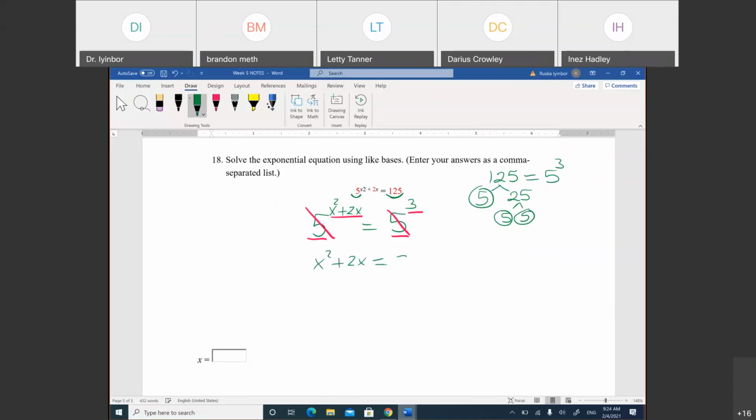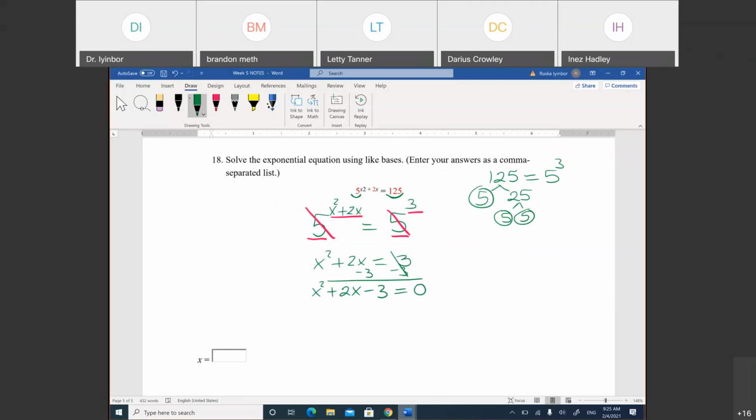Now, this is a quadratic equation. So what you need to do, you need to move everything to the same side and then use the quadratic formula. So I'm going to subtract 3 in both sides. And then I'm going to get x squared plus 2x minus 3 equals 0. So this is what we have to solve.